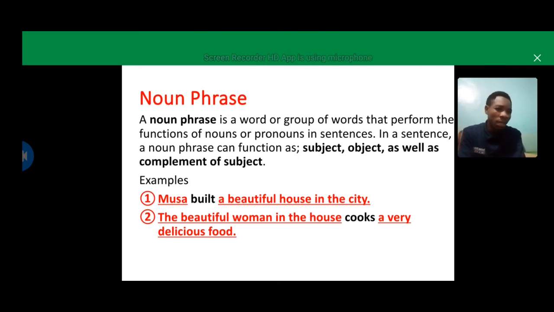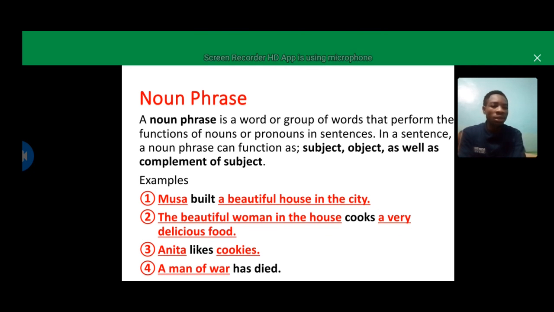The beautiful woman in the house cooks a very delicious food. So the beautiful woman in the house is a noun phrase which acts as the subject of the sentence, and a very delicious food is a noun phrase which acts as the object of the sentence. Anita likes cookies. So Anita is a noun phrase which acts as the subject, and the cookies act as the object of the sentence. And the last example, a man of war has died. So a man of war is a noun phrase which acts as the subject of the sentence.